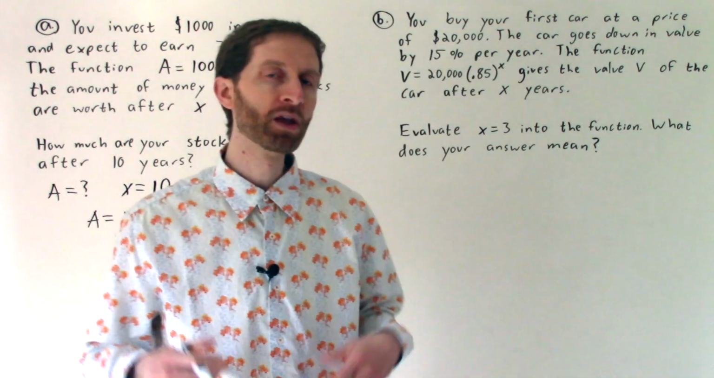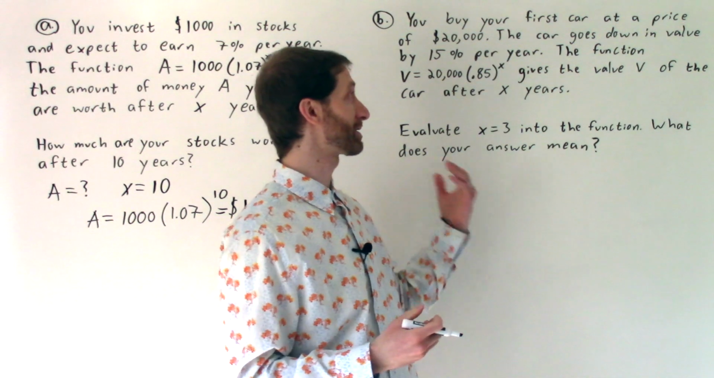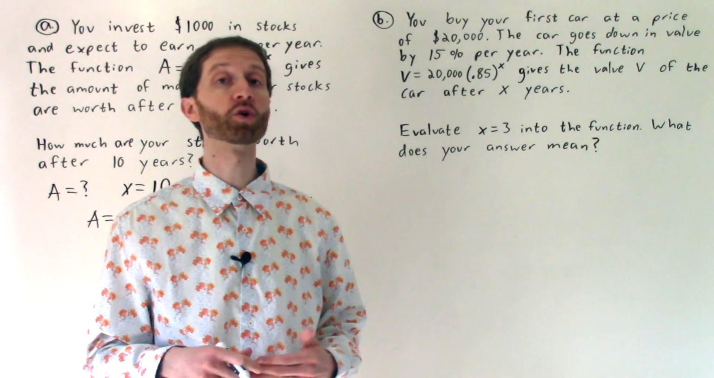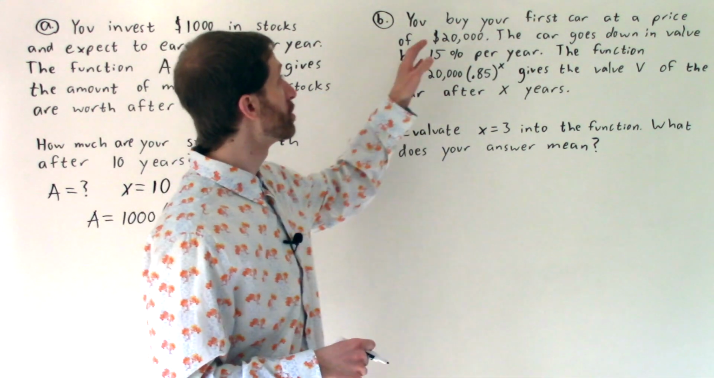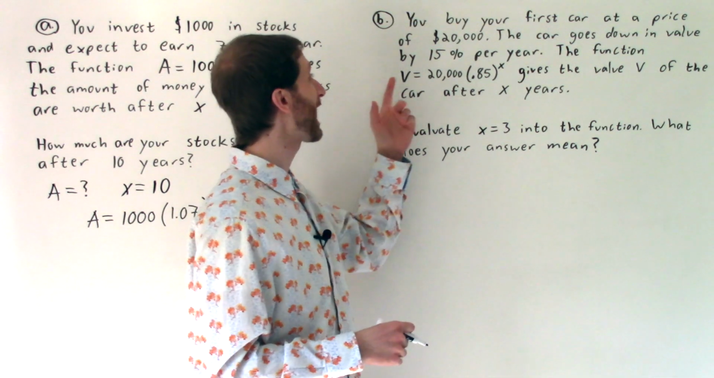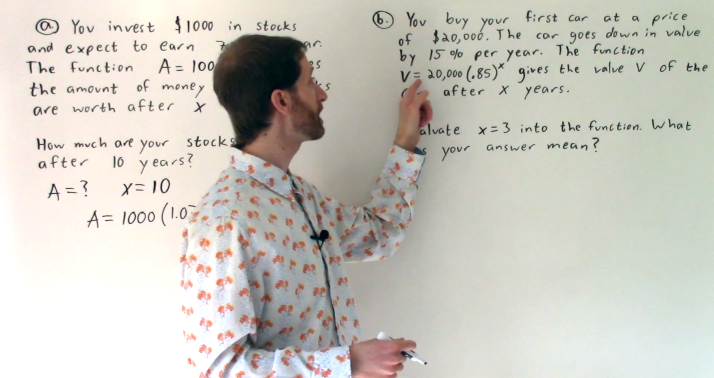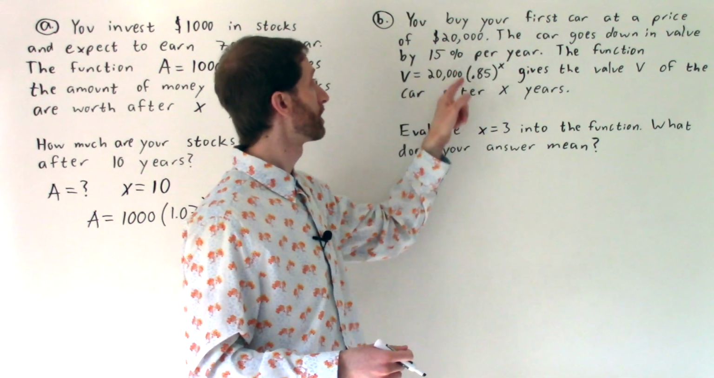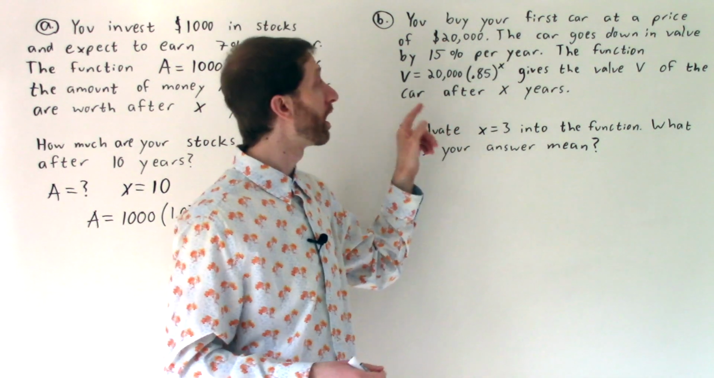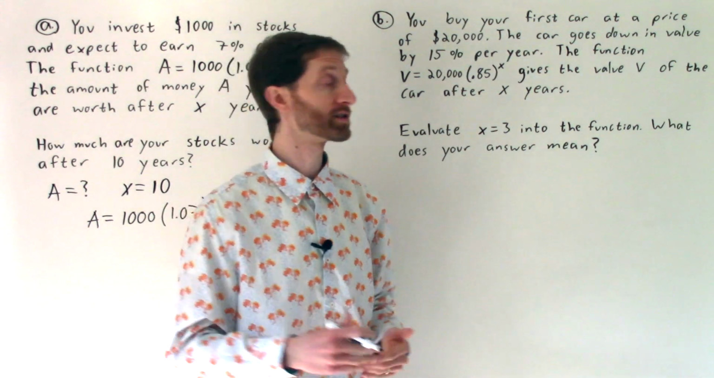Here's the second one. The moral of the story is don't get too scared by the fact that there's lots of words. There's a very little bit here that we actually have to digest. We just need to know what information to look for. You buy your first car at a price of $20,000. The car goes down in value by 15% per year. Okay. The function V equals 20,000 times 0.85 to the x gives the value V of the car after x years. So V is the value of the car after x years have gone by.